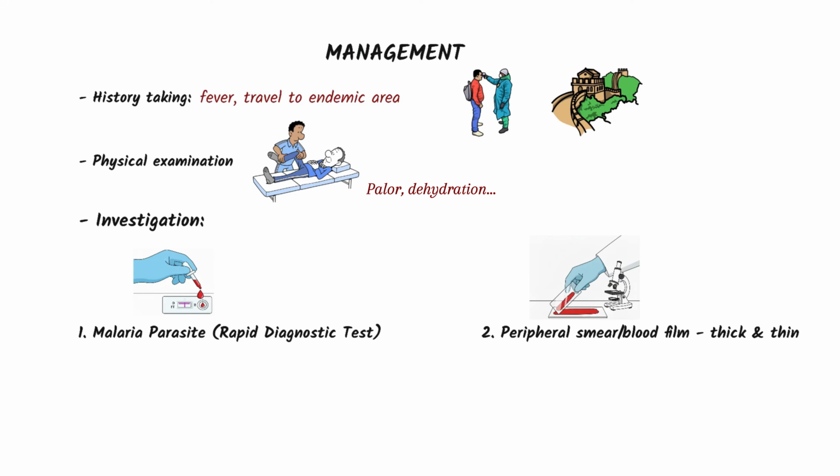We utilize 2 distinct blood films. The thick film is highly sensitive for detection. It confirms the mere presence of the parasite. The thin film is crucial for identification. It determines the precise species and quantifies the essential parasite density.